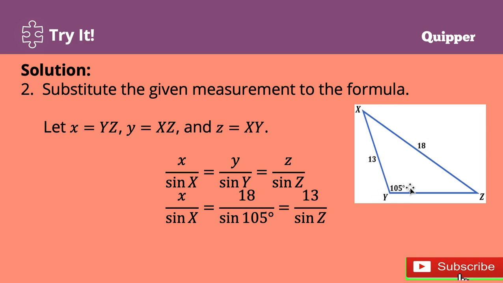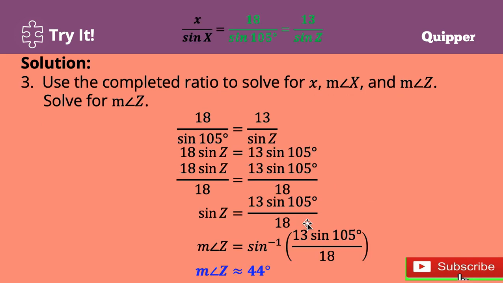Then angle y measures 105 degrees. So we have here sine 105 degrees. And for side z, that's 13 units. And we don't know yet the measurement of angle z, so we have here sine z. Now use the completed ratio to solve for x, measure of angle x, and measure of angle z.